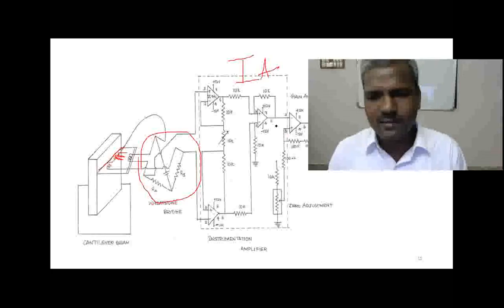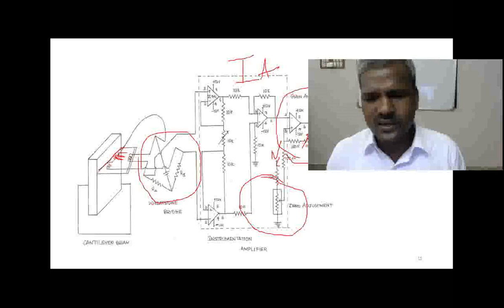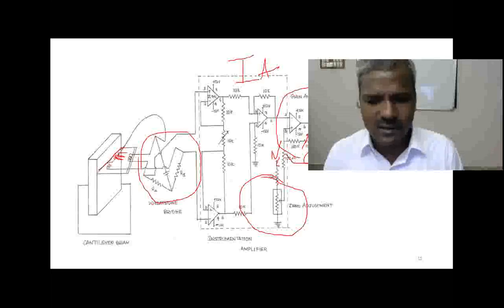This is the gain amplifier, where you can adjust the gain as well as the zero. This is VCC. This part is used for zero adjustment. This part is for gain adjustment, so you can increase or decrease the gain by adjusting this 100K part. This other 100K part, the fine part, is used for zero adjustment.